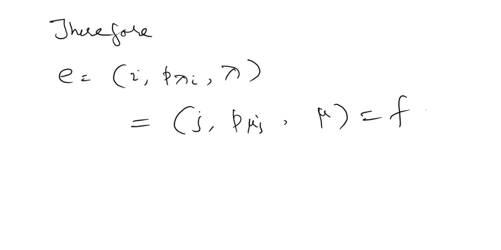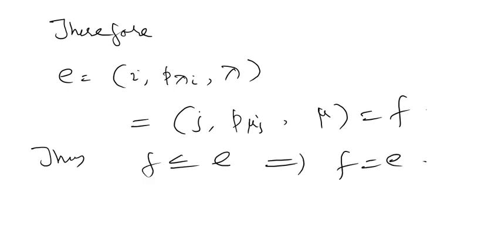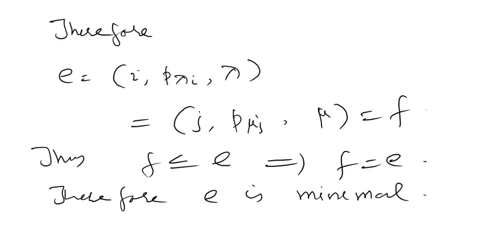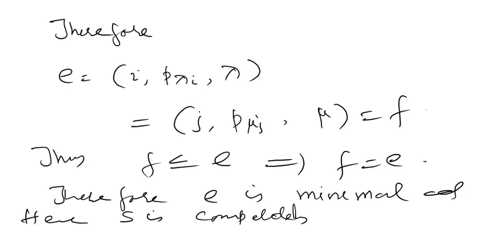So thus whenever E is less than or equal to F, or F is less than or equal to E, F less than or equal to E implies that F equals E. So therefore E is minimal. Therefore E is minimal, and hence S is completely zero simple.